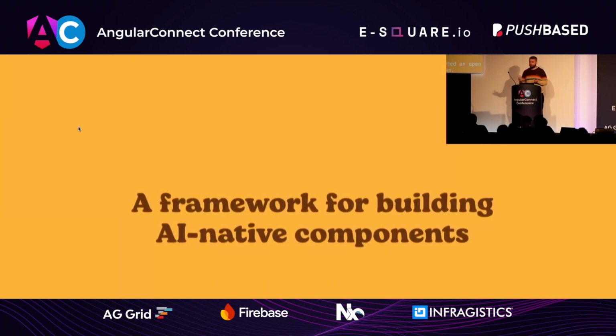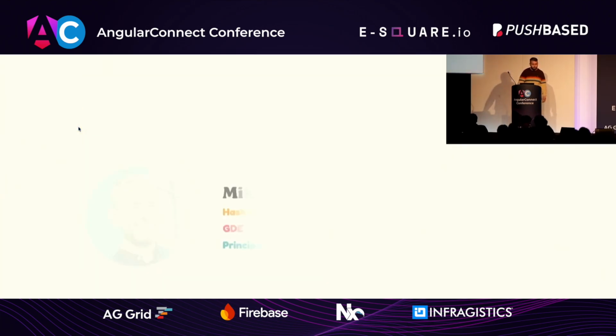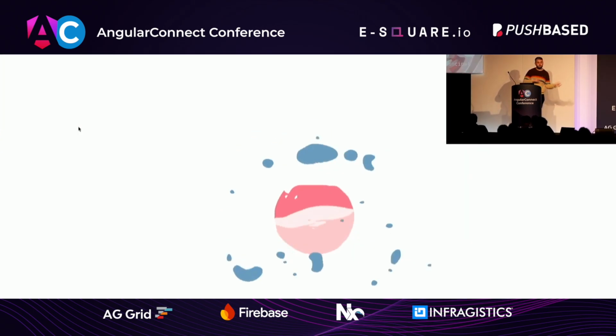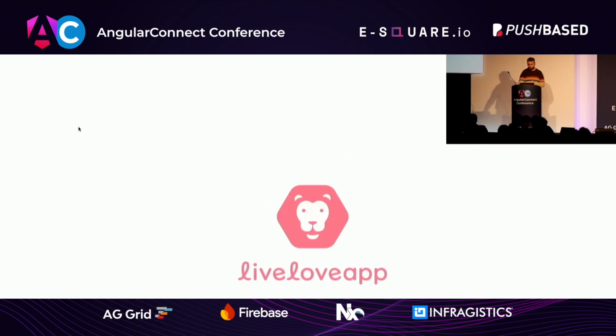Hashbrown is a framework for building AI native components in both React and Angular. But first, let me introduce myself. My name is Mike Ryan. I'm the tech lead for Hashbrown. I'm also a GDE in Angular, and I'm a principal architect at Live Love App, where we help companies bring data to life on the web.